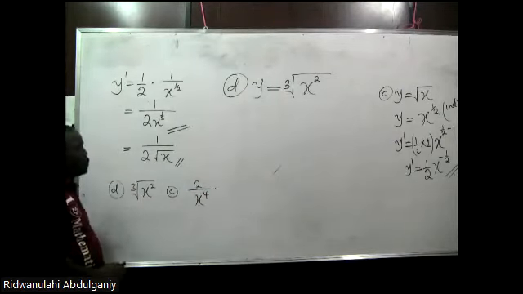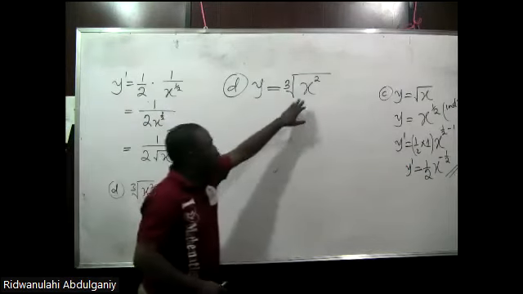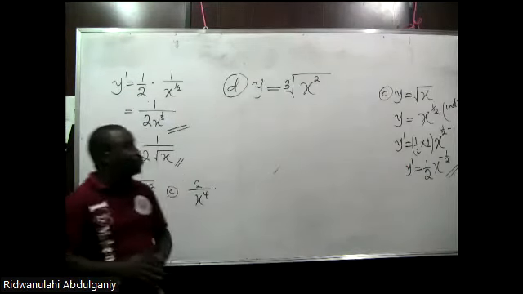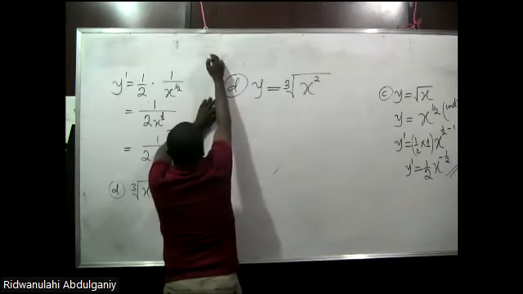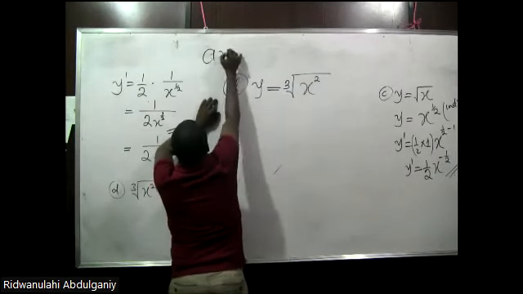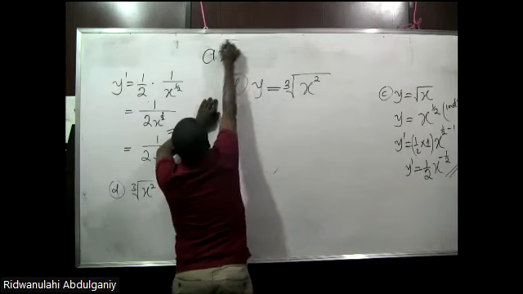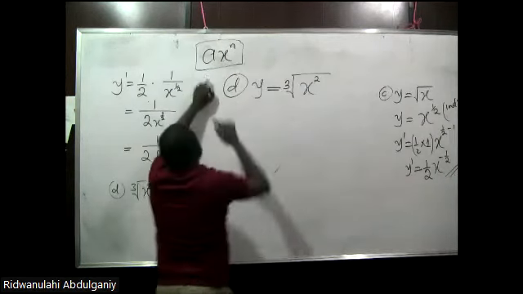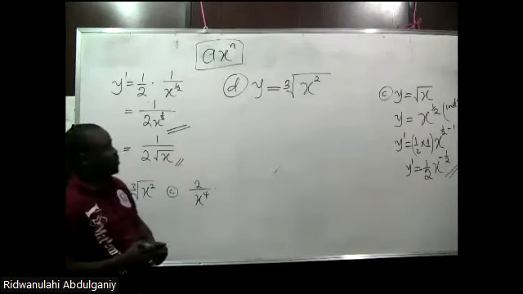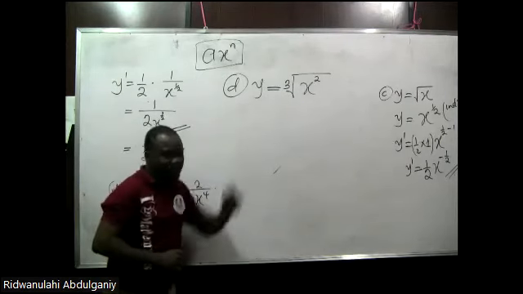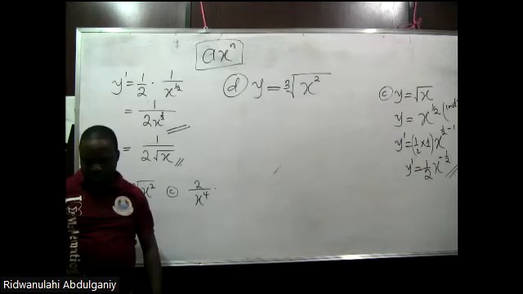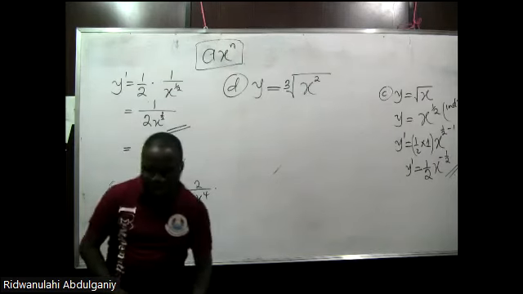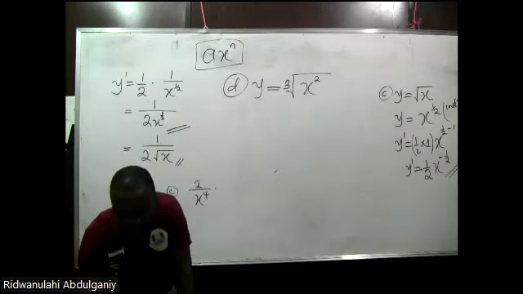So now, how do we handle this? Don't forget that you must write it as ax^n. This must be the way we write it. Is it in that form? The answer is no. How can we write it in that form?